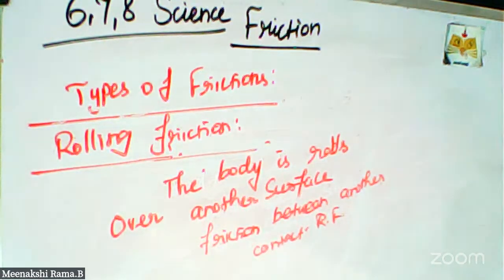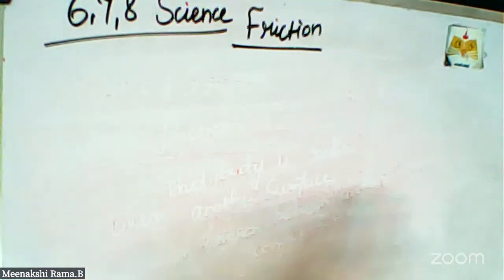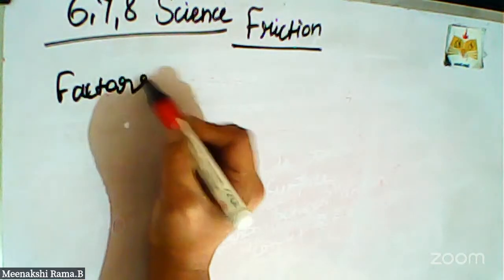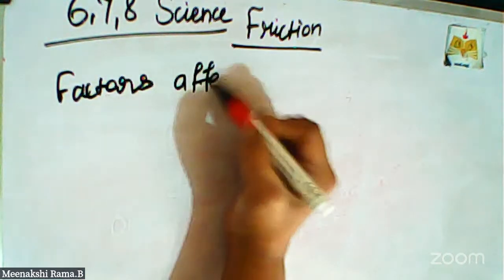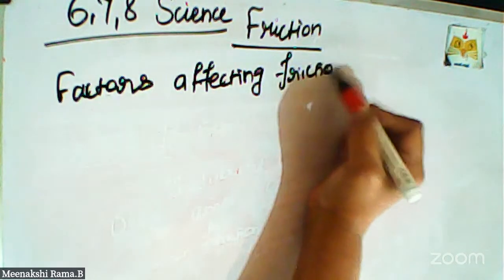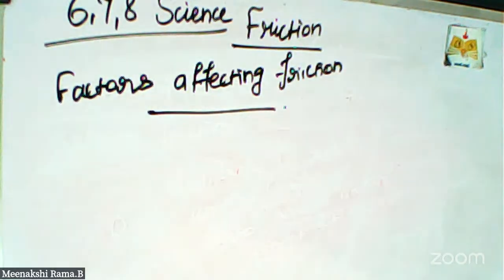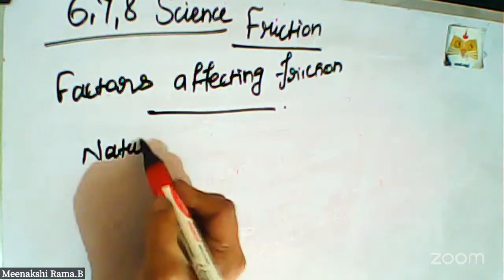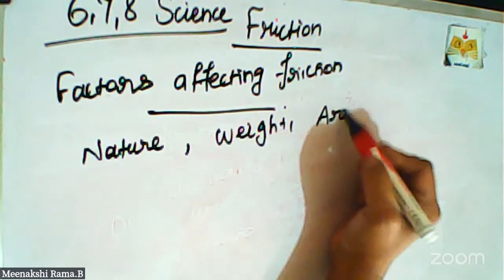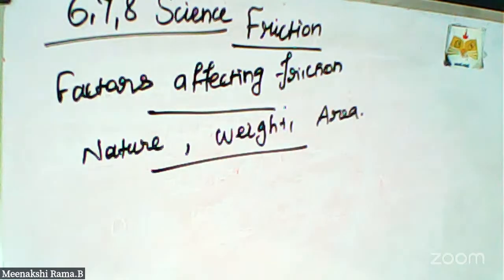Okay, next is the factors affecting friction. What are the factors affecting friction? The factors affecting friction are nature, weight, and area. These three concepts affect the friction.